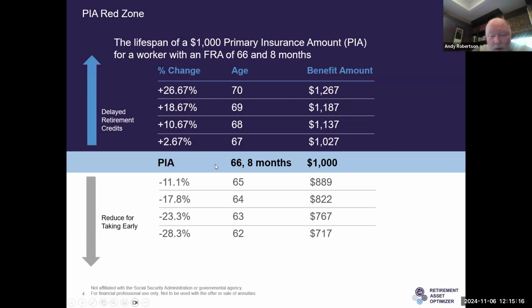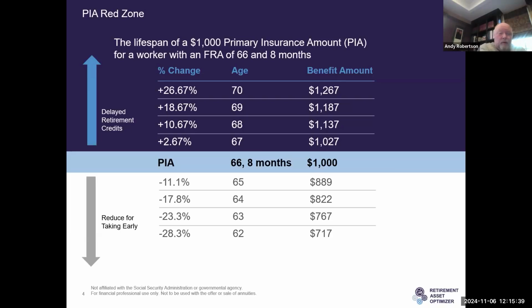So if I have a full retirement age of 66 and 8 months, and my intent is to take benefits as early as possible, 62, what is the actual cumulative decrease I'll experience as a result of those fractional reductions? 28.3%. And that's for life, right? So you're gonna get 28.3% less at 62 than you would have gotten had you waited till 66 and 8 months.